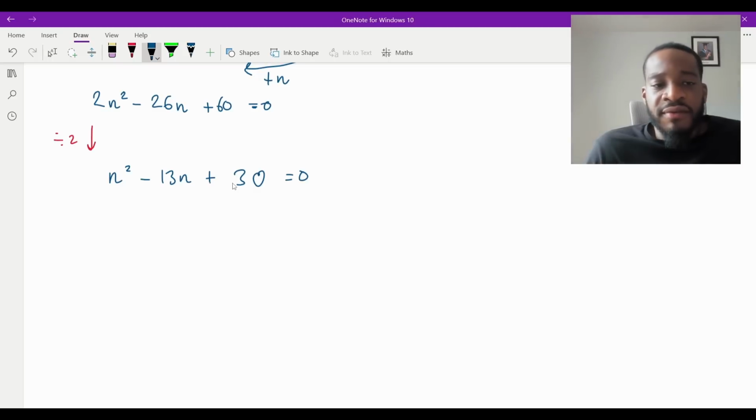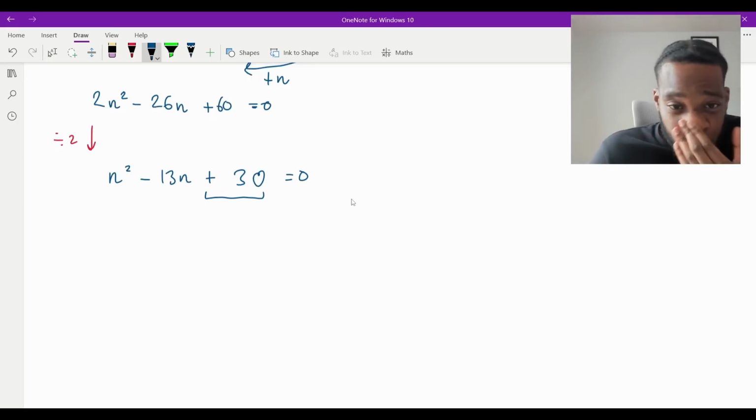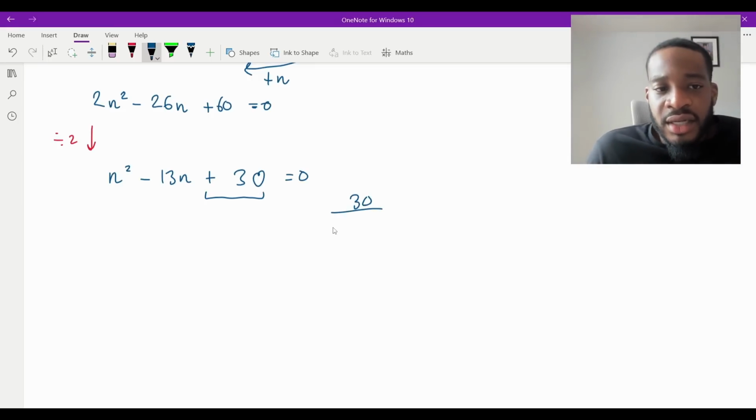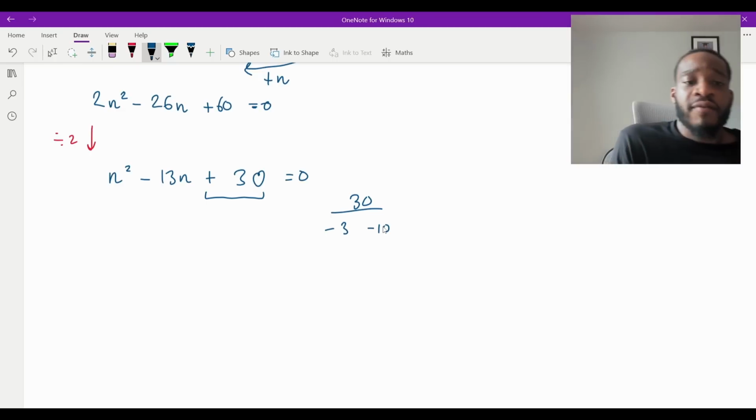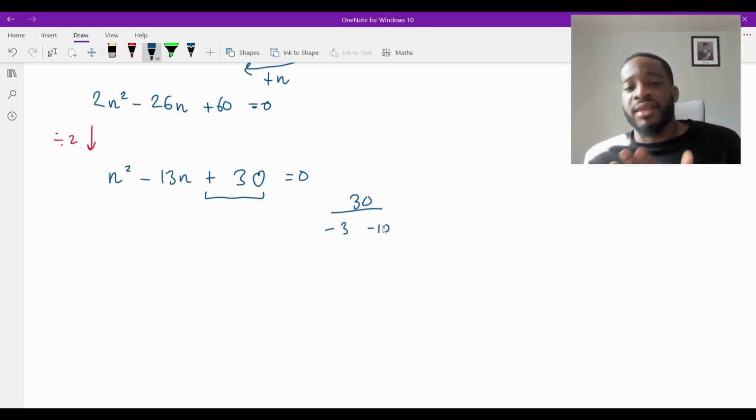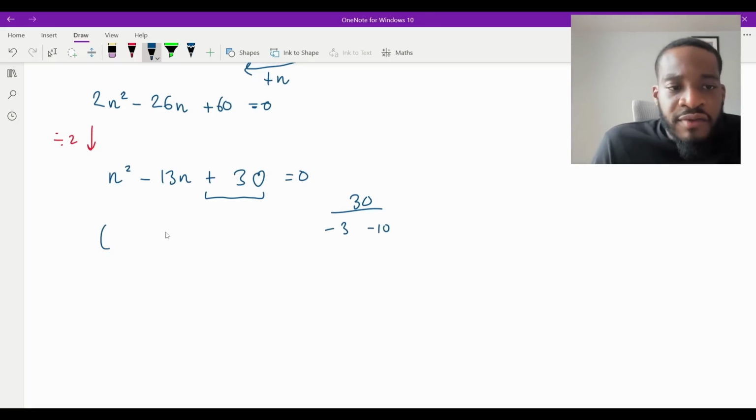Can we attempt to factorize? For sure, right? Well, if I look at this factor here, I need two factors of 30, which are going to add to make minus 13, isn't it? And they're going to be both negative because this is negative. It's going to be a -3 and a -10, isn't it? Because -3 times -10 is positive 30. -3 plus -10 is going to be -13. So that way, we're going to just factorize, and this will equal 0.